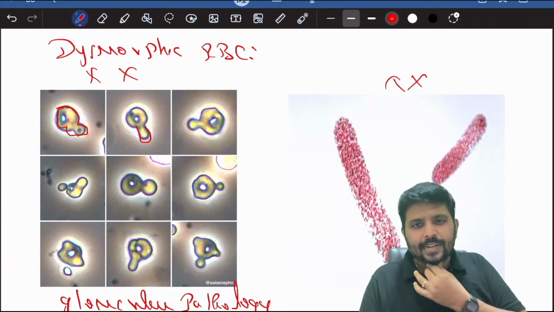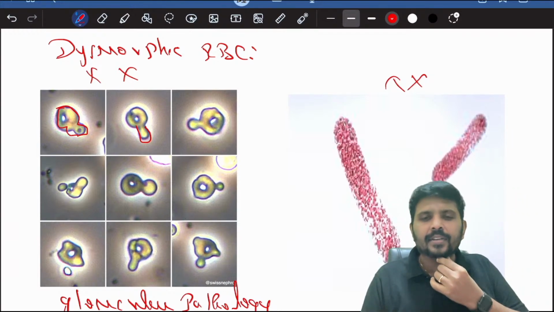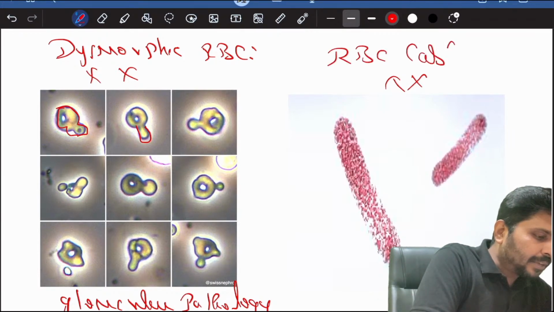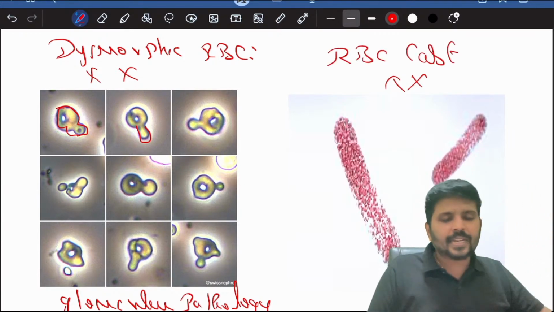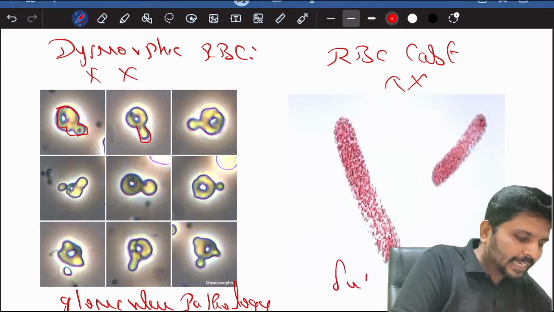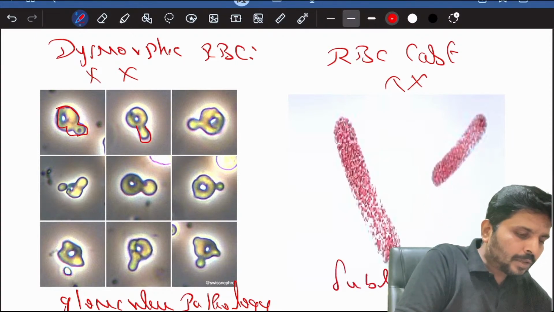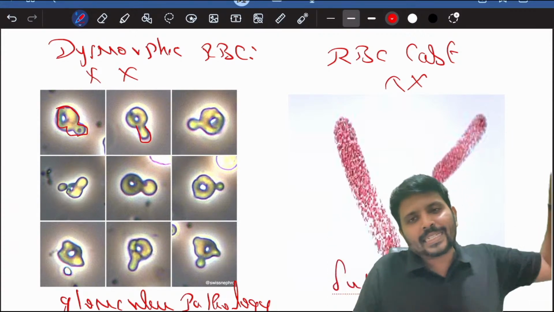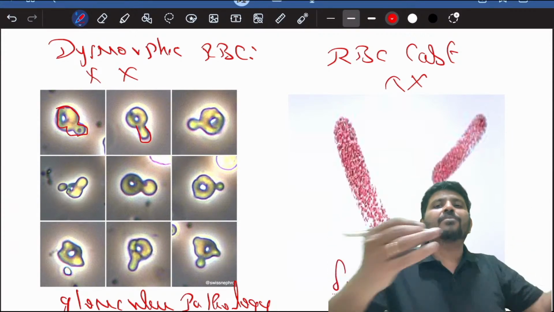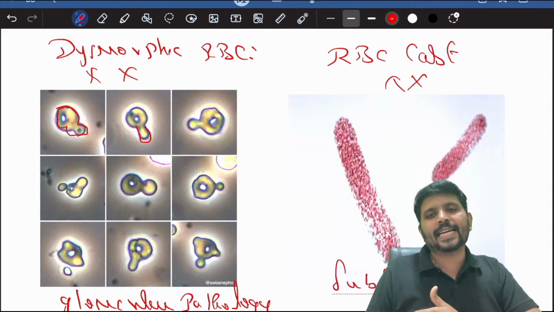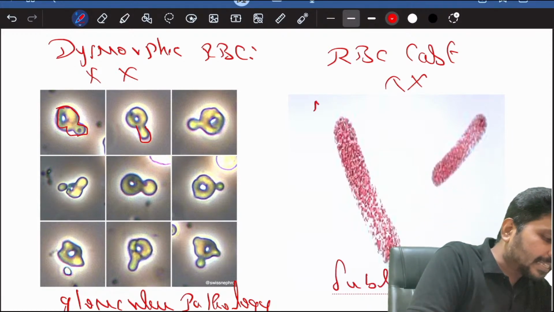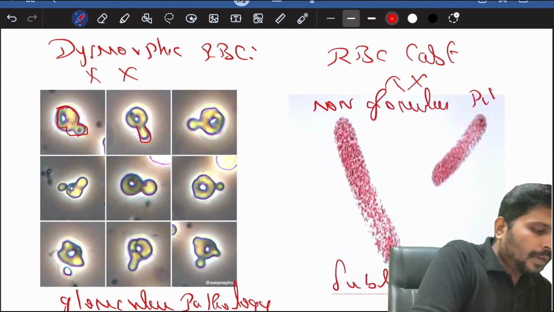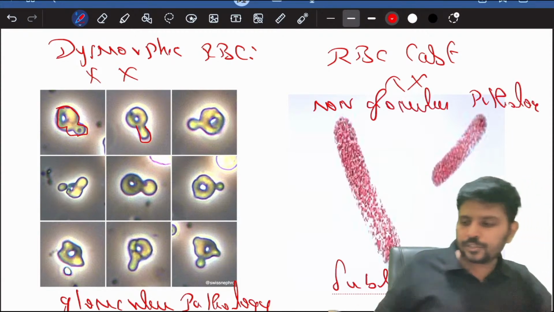Look at this, the one on the right. What is this cast called? RBC cast. RBC cast means the tubules are intact, and the RBCs are normal. So while traveling through the tubules, it forms a cast. So what does it indicate? Presence of RBC cast, again non-glomerular pathology.